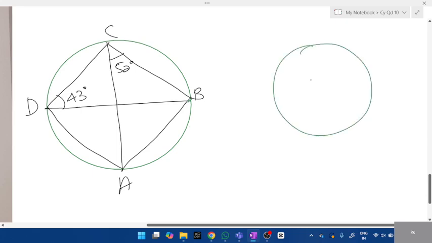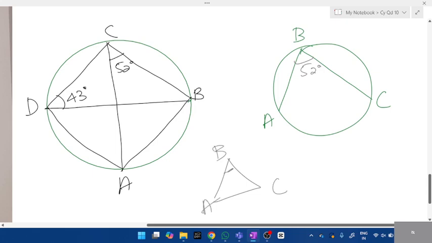Next. Look here, students. Where is the angle formed here? This question, the second diagram, where is the angle formed? In angle B. If it's a triangle, how will you all name this? Angle ABC is equal to 52. 52 degrees. Okay, angle ABC is 52.